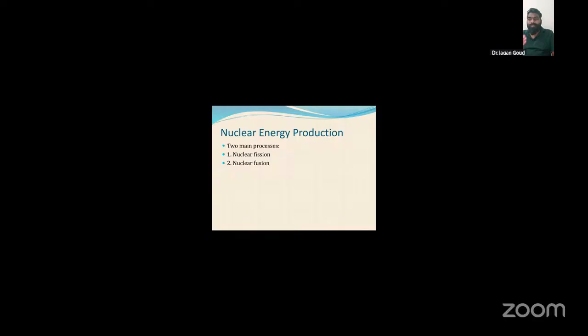Nuclear fission is the process in which the nucleus of a heavy atom splits into two or more smaller nuclei, along with the release of a large amount of energy, neutrons, and gamma radiation. The most commonly used fissile materials are uranium-235 and plutonium-239. I repeat, uranium-235 and plutonium-239 are used in nuclear fission.